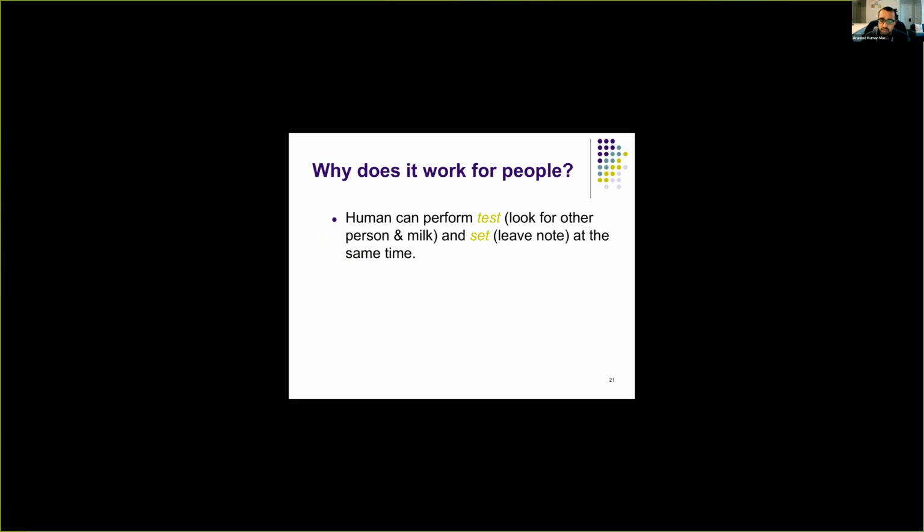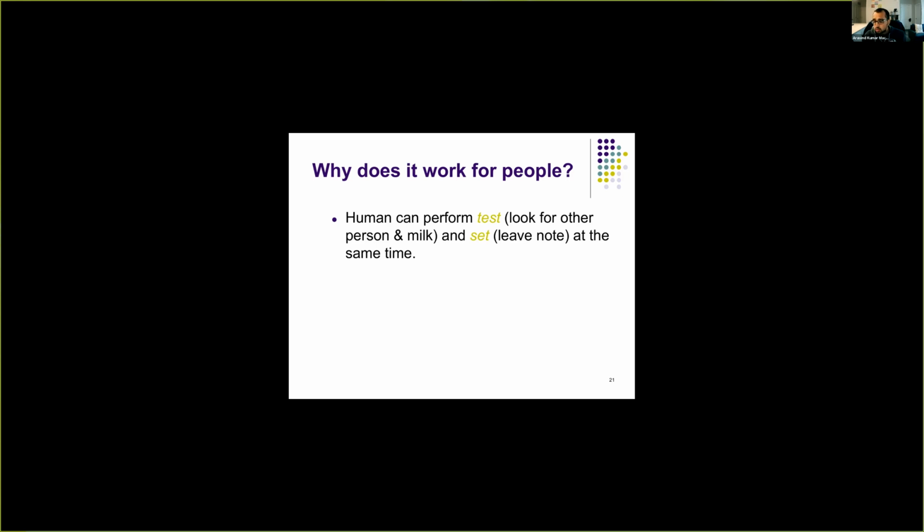What that means is, when a human is looking at the refrigerator and is testing for the milk, and when he leaves the note, the other person cannot come in, because if the other person comes in, the human can know, and he cannot set the note. So basically, the testing, or checking of milk, and leaving a note are atomic. They are performed as a single unit.